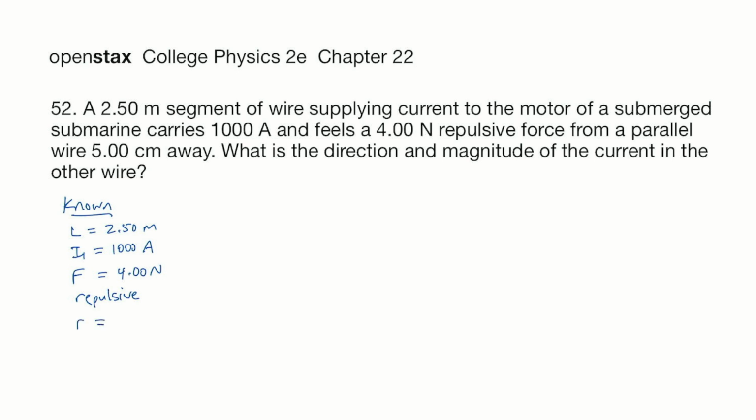Okay, we know the wires are 5.00 centimeters away, and we need to find I2. Okay, magnetic force between two wires is mu 0 I1 I2 L divided by 2 pi r. We need to solve this for I2. So we're going to have F times 2 pi r divided by mu 0 I1 and L.